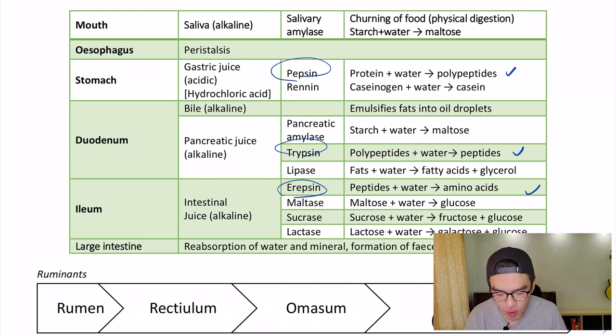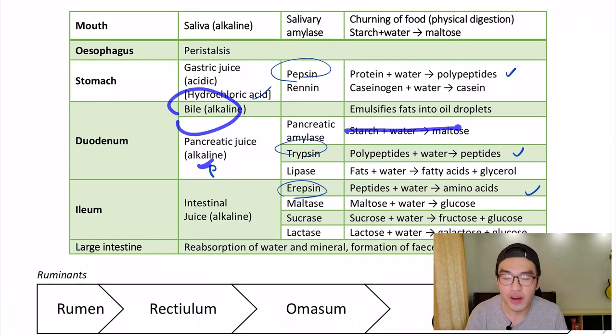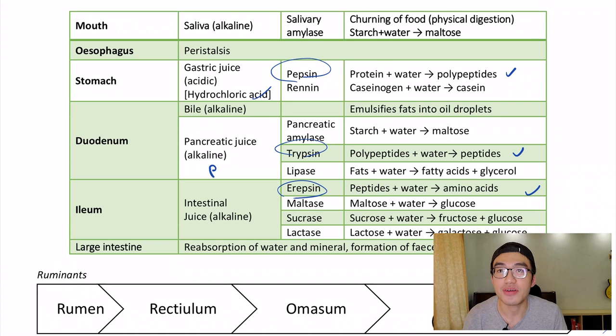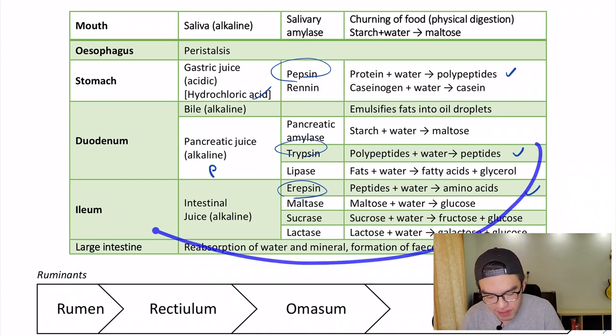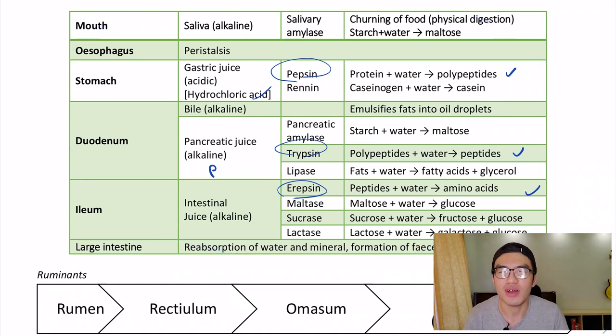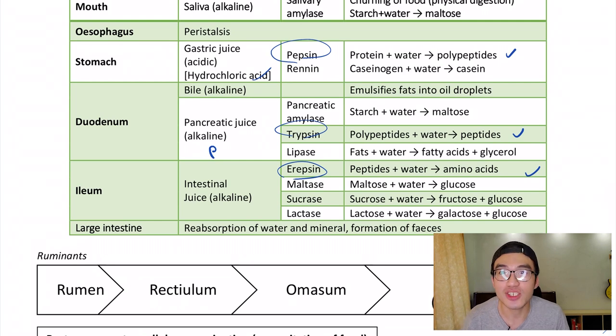And of course, you need to know the function of hydrochloric acid, that is to kill bacteria in your stomach, and the function of bile. Bile is to emulsify fats into oil droplets. Alright, so everything I already summarized here, go and memorize them all. Do I need to memorize them, sir? Yes, you do. That's why this is such a hard chapter.